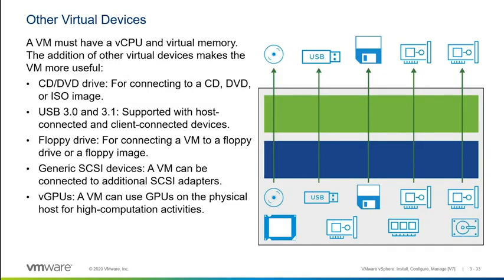Now, there's a whole slew of other virtual devices that we can attach to our virtual machines. CD and DVD drives, which we would attach ISO images to. We support USB 3.0, and in vSphere 7, 3.1 host controllers, so you can have USB 3.0 and 3.1 devices attached to your virtual machine. Those devices can be either attached to the system that your vSphere client is plugged into, like a laptop, for example, or directly attached to an ESXi host.